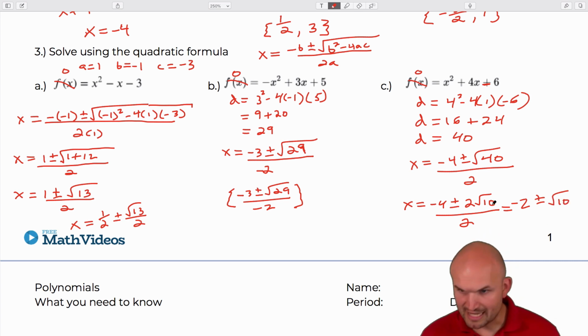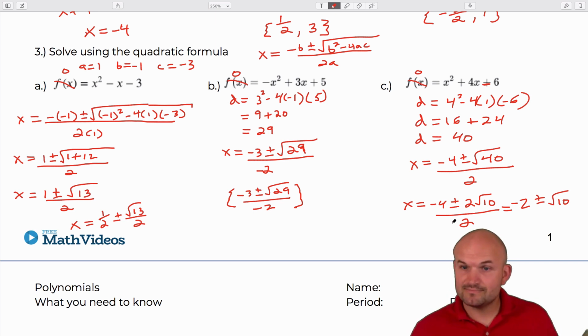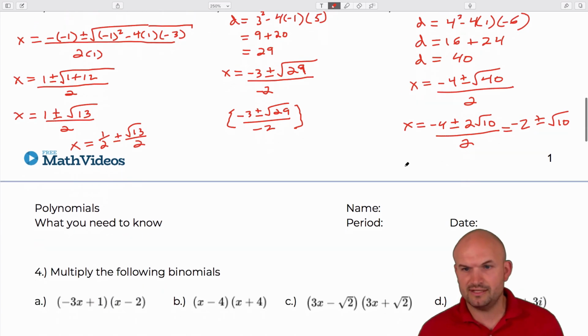As the 2 got divided into there, and opposite of b. Okay, and there you go. So that is now your solutions. You can see those two solutions. So we'll just write that one more time: x is equal to negative 2 plus or minus the square root of 10.